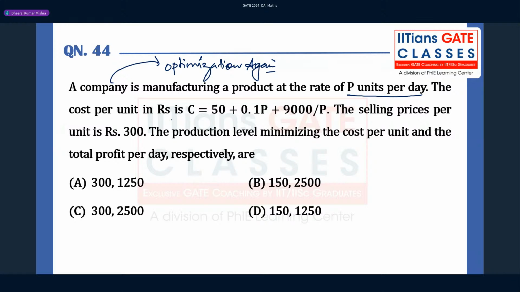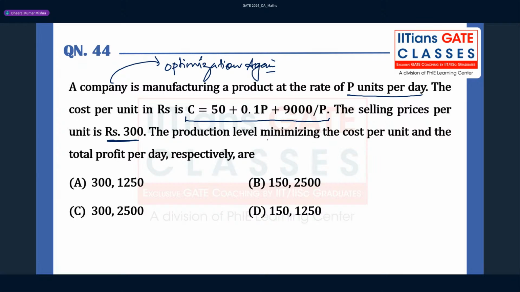The cost per unit is given here, that is C equal to 50 plus 0.1 P plus 9,000 upon P. The selling price per unit is given, they have given the selling price here, that is nothing but 300, right? If you want to find the selling price, you can multiply with P, because selling price per unit is given as 300.